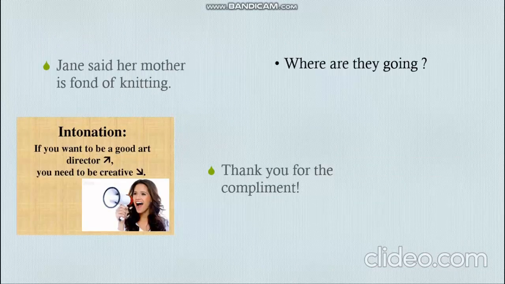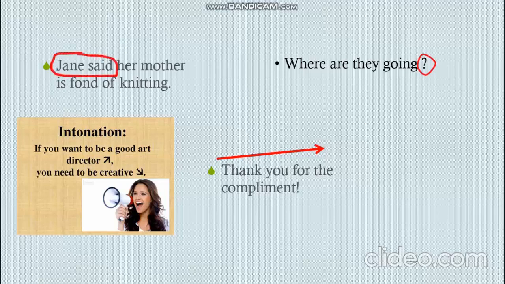Let's pay attention to these sentences. Thank you for the compliment. It's an exclamatory sentence. Where are they going? It's a question. Jane said her mother is fond of knitting. It's a statement. The main communicative types of the English language are statements, questions, exclamatory sentences or comments, and so on. And intonation serves to indicate these communicative types of sentences.